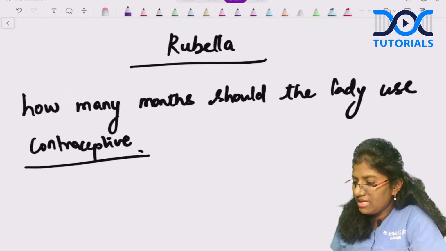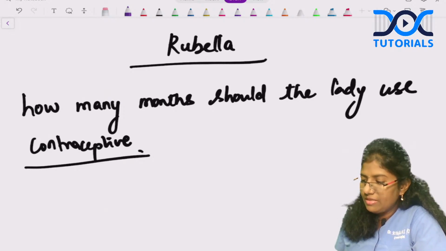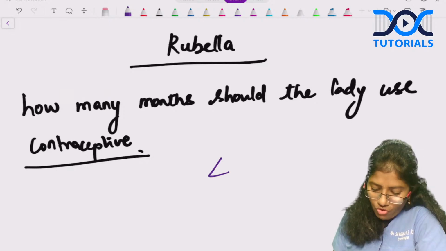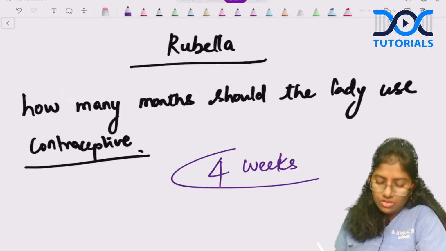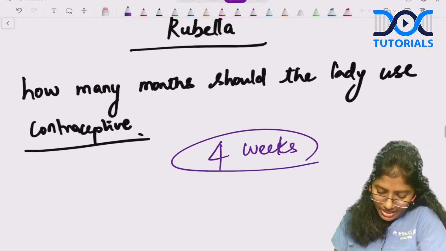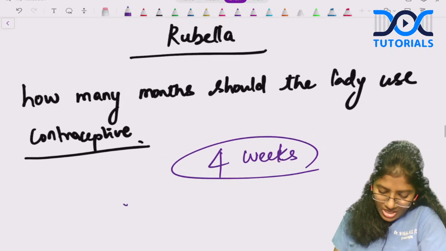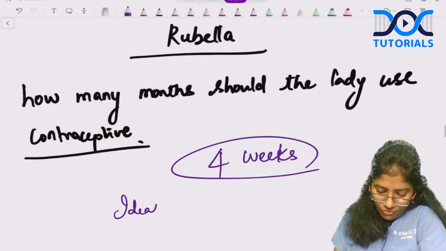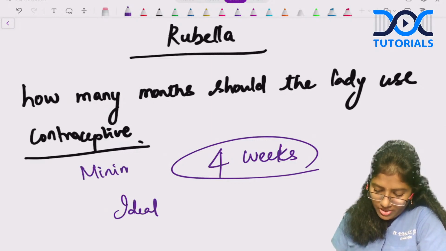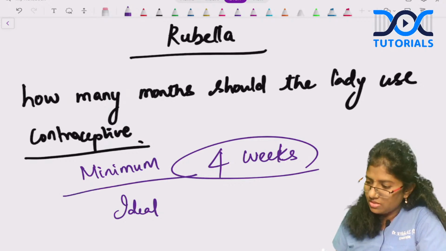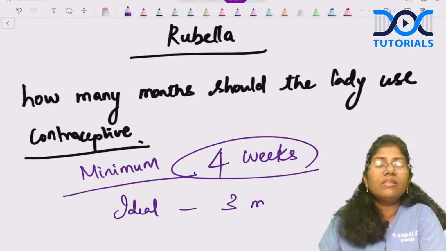Ideal is 3 months, gamma knife, it's okay, but yes, the minimum period should be 4 weeks. 4 weeks is the correct answer. But then remember, at least 4 weeks. The minimum should be 4 weeks and the ideal would be 3 months. Fine. Now, next question to you.